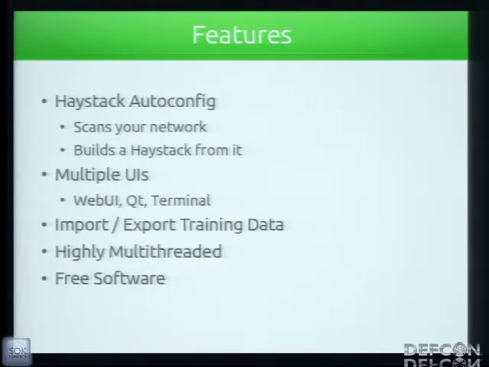So some other features that we have of the software, we have a haystack auto config utility, which is really cool, though it's super alpha right now because we're just finishing doing it. So you scan your network, you press the button, auto config, it'll nmap your network, figure out what's there, and then it'll build you a haystack on the basis of that. So that you get a haystack that looks real.